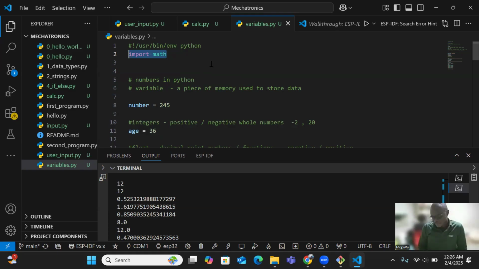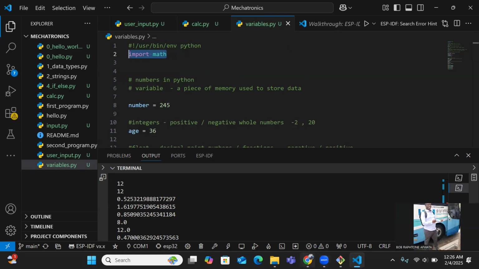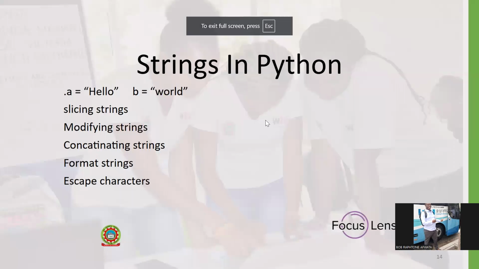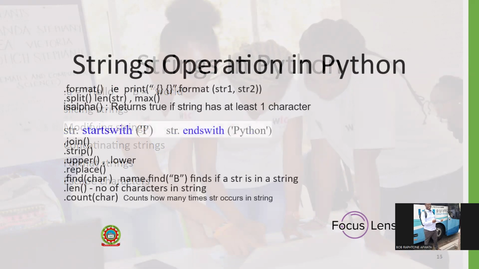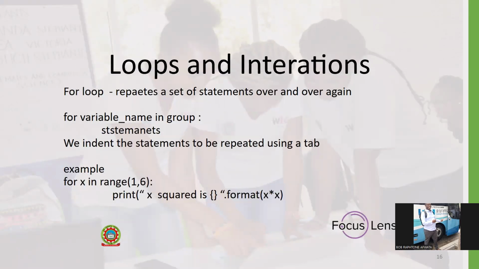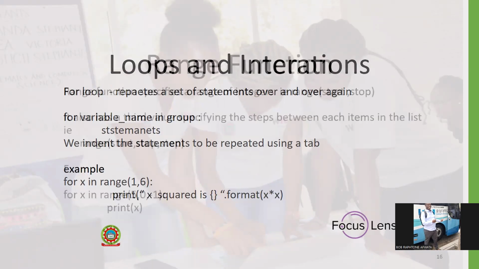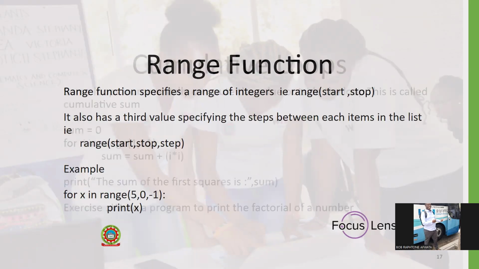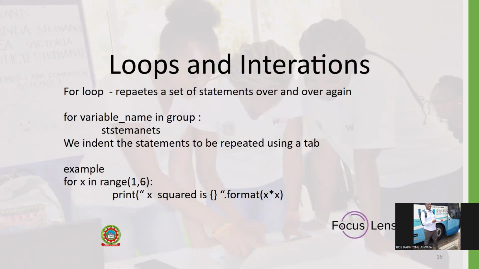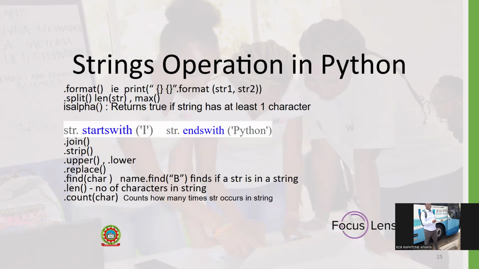Perfect. So tomorrow we are going to continue with learning more about strings, how to modify strings. We did this last week, but I'm going to repeat it for you. And then we are going to do something called loops and iteration, and then range, and then cumulative loop and if statement. So that is what we have to do this week.